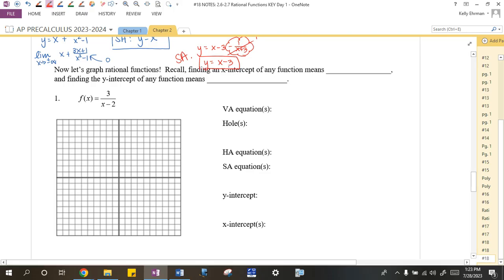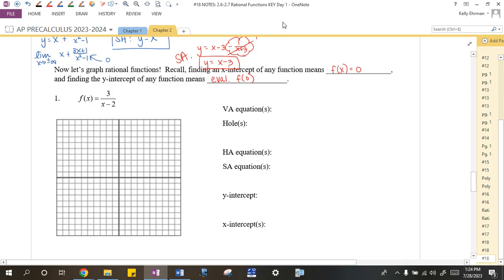For any function, if you want to find an x-intercept, that means that you're setting the function, whatever it is, equal to 0 and solving. And then if you're supposed to find the y-intercept for any function, that means evaluate f of 0. Plug 0 in for x, see what you get.